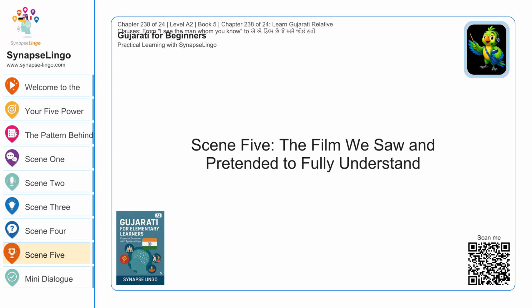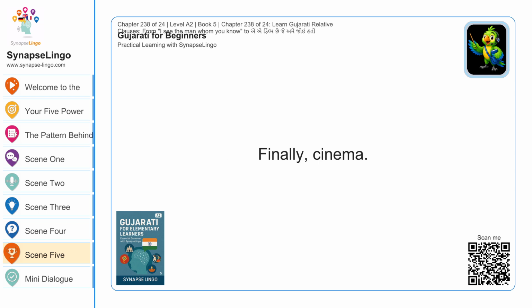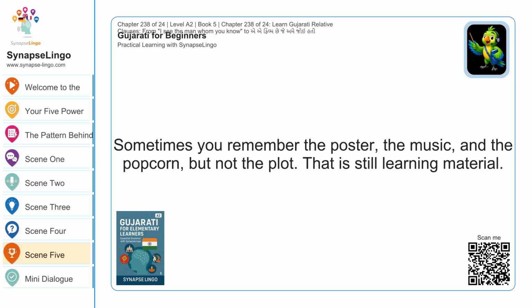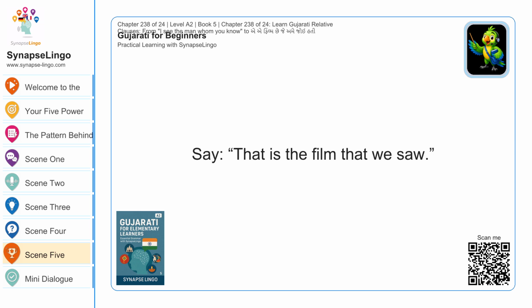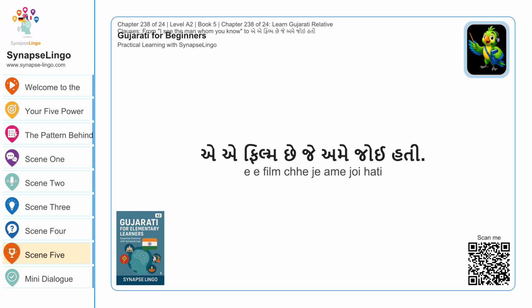Scene 5. The film we saw and pretended to fully understand. Finally, cinema. Sometimes you remember the poster, the music, and the popcorn, but not the plot. That is still learning material. Say, that is the film that we saw. In Gujarati. એ ફિલ્મ છે જે અમે જોઈ હતી.